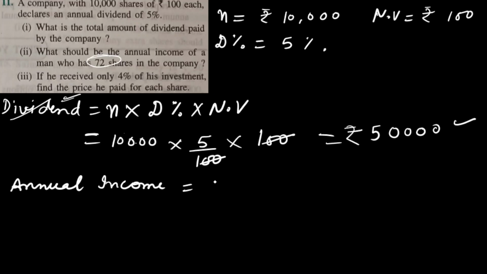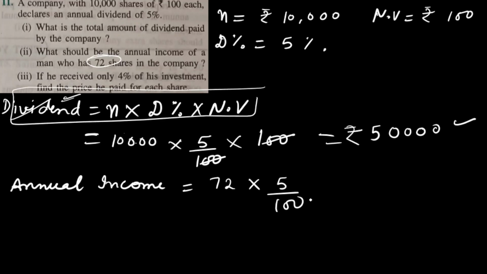So how many shares do we have? 72. Dividend is how much? 5 by 100. I can write the same formula. Income is also the same: n into dividend percent into nominal value. Right? This 100 and this 100 will get cancelled. So 72 into 5, 2 into 5 is 10, 35, 36. So 360. Right?